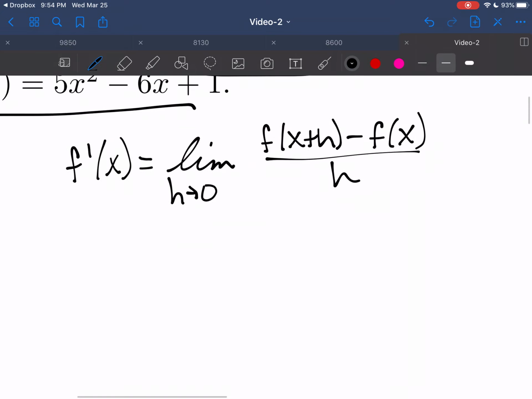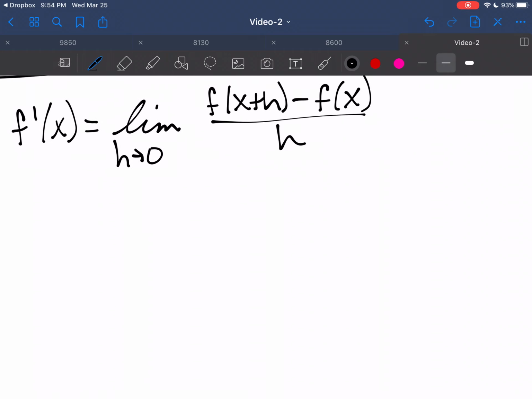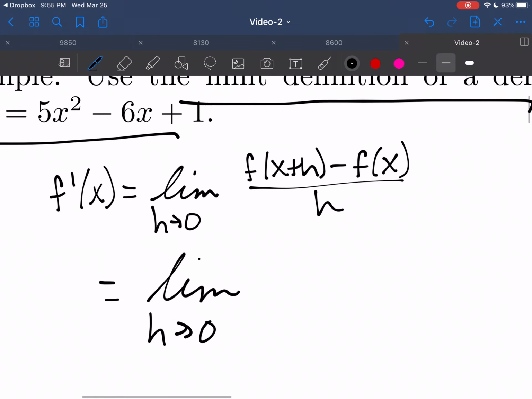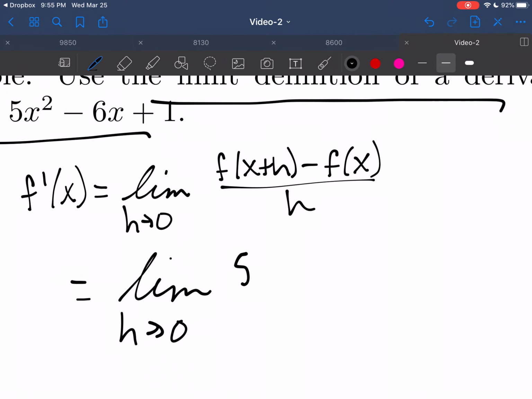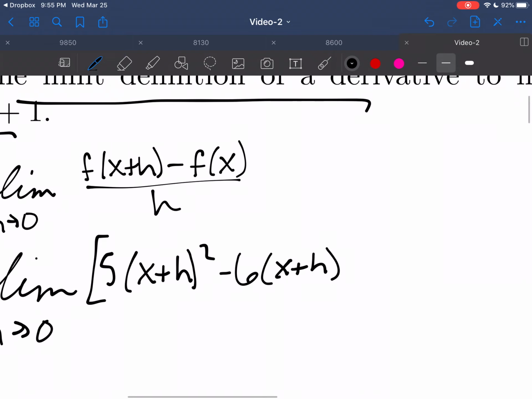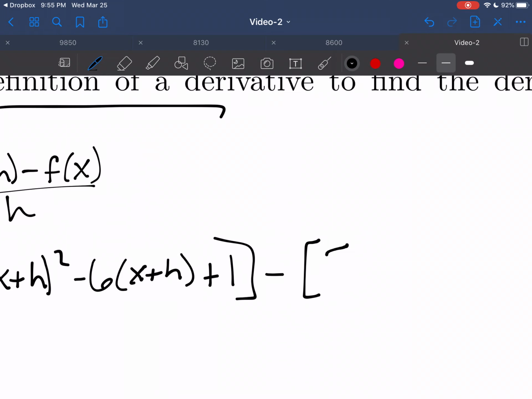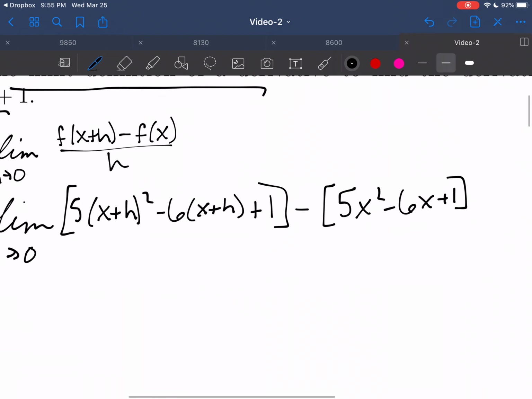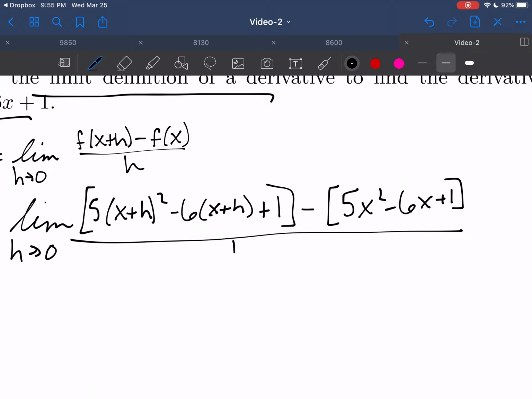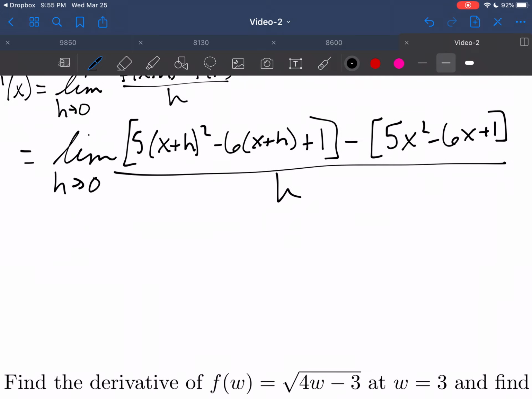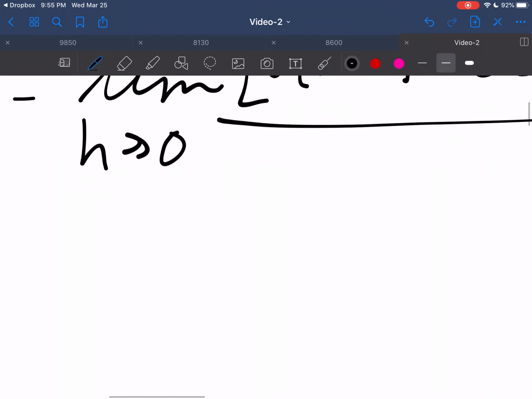So we can plug our function in just like when we were evaluating difference quotients or our rates of change. And so we've got 5 times (x plus h) squared minus 6 times (x plus h) plus 1, minus our original function, all divided by h. And then we can expand everything out and simplify.